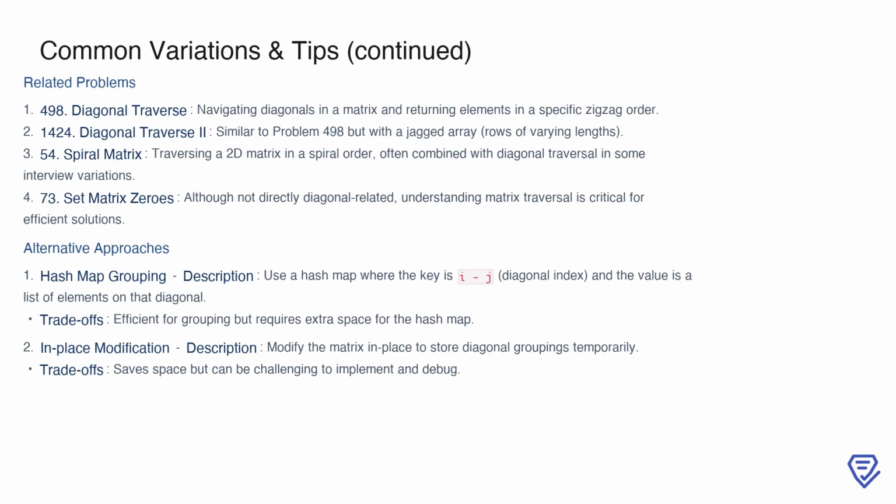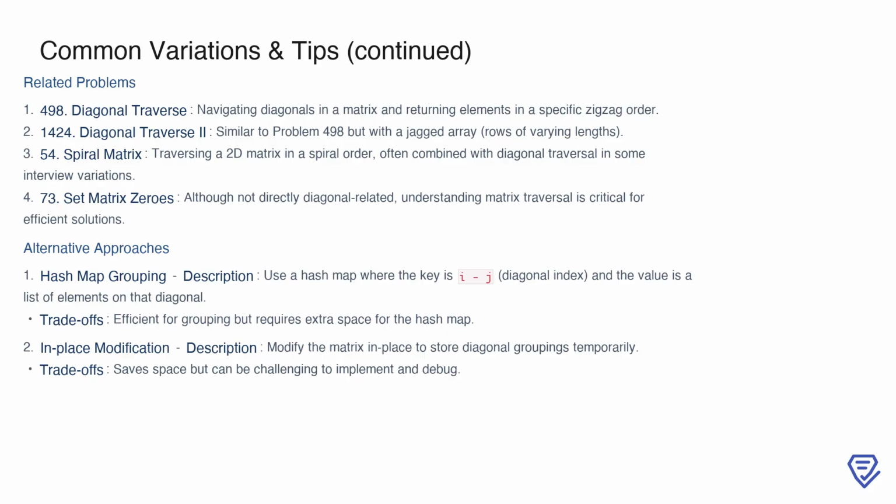Several related problems can help strengthen your skills with diagonal traversal and matrix manipulation. For instance, problem 498, Diagonal Traverse, involves navigating matrix diagonals and returning elements in a specific zigzag order. Problem 1424, Diagonal Traverse 2, is similar but deals with jagged arrays where rows have varying lengths. Problem 54, Spiral Matrix, focuses on traversing a matrix in spiral order, which can sometimes be combined with diagonal traversal in interview variations. Lastly, problem 73, Set Matrix Zeroes, while not directly related to diagonals, emphasizes the importance of efficient matrix traversal.